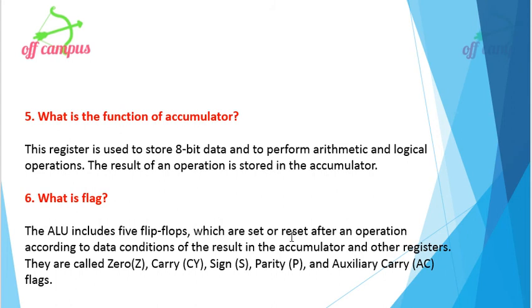or reset. So how many flag registers does it have? It has 5. What are they? Zero flag, carry flag, sign flag, parity flag and auxiliary carry flag. These are the short forms or symbols for them: Z, CY, S, P and AC.